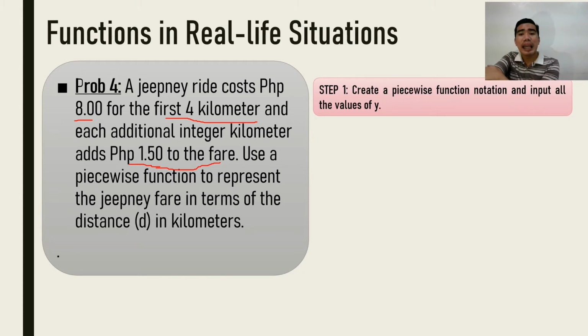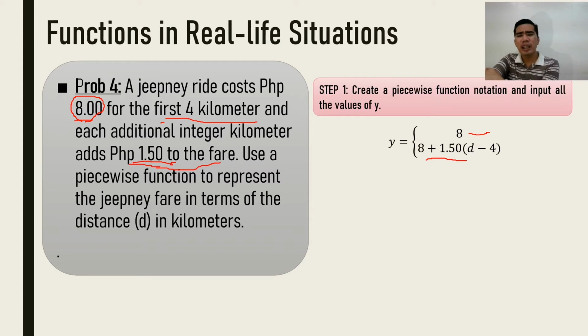Step number 1, create a piecewise function notation and input all the values of y. So what are the values of y that we can substitute? In this example, we have 8. Right? We have 8. At the same time, we have plus 1.5 each fare. So we have 8 here as our first equation. The second one is 8 plus 1.5 quantity of d minus 4.